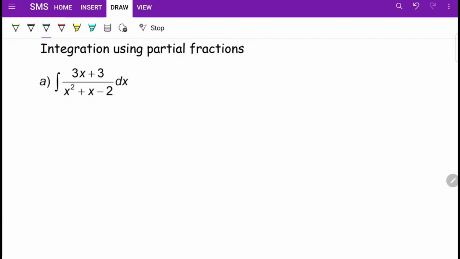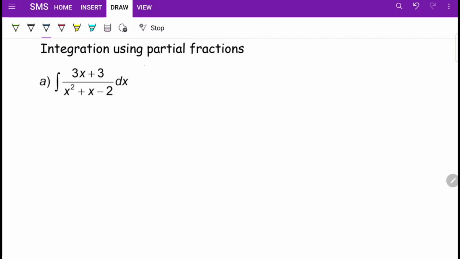We can do this when we've got a fraction of polynomials where we cannot use the law of logarithms, where if you let the denominator be u, there is no way of manipulating the numerator to become the derivative of that. So this does not work at all. Therefore, this gives us an opportunity where we can use partial fractions.